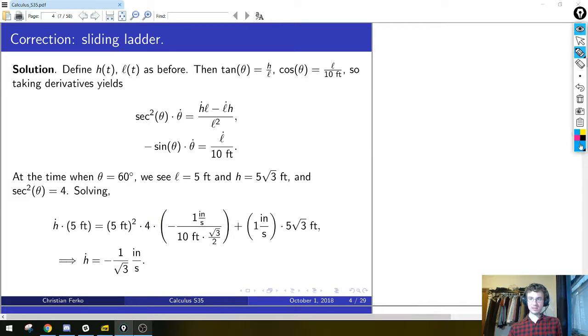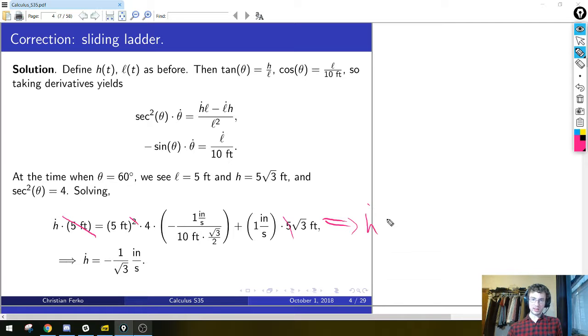Let me erase everything so we can just focus on the arithmetic. We're trying to solve this top equation for H dot. So the first thing I do is cancel the factors of 5 feet. There's a 5 feet here, here, and here. So I cancel one, that leaves a 5 feet left when we cancel one factor in the square. Cancel a 5 here. Another problem is the different units. There's feet in some places and inches in other places. So I will convert all of the feet to inches by multiplying by 12.